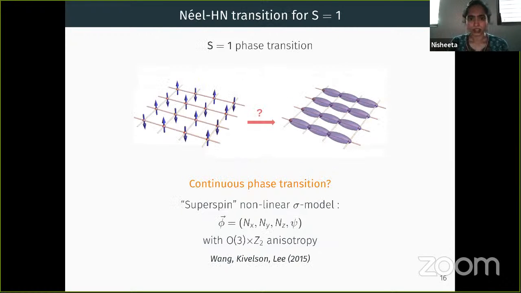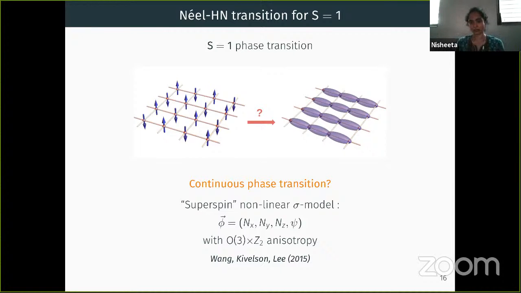So our motivation for trying to study this phase was the possibility of a continuous phase transition between the Néel state and the Haldane nematic state. So again, there was a field theory proposed, just like the super spin nonlinear sigma model field theory for the spin half case. Here again, there was a similar field theory, but here the super spin had 4 components. The first 3 being the 3 components of the Néel order parameter again, but the fourth one is the Ising-like order parameter for the Haldane nematic phase.